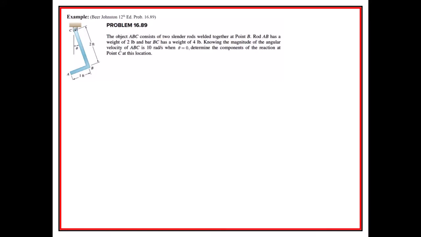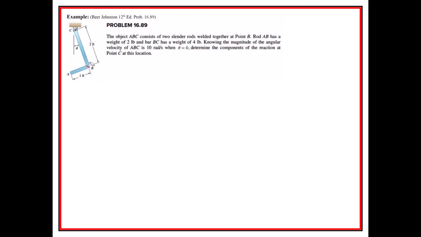All right, here's example 1 from class 21. I'm doing problem 1689 here. This is a constrained motion, and what it's made up of is these two slender bars. We're going to pretend like they're not rectangles, but they're just very slender bars.